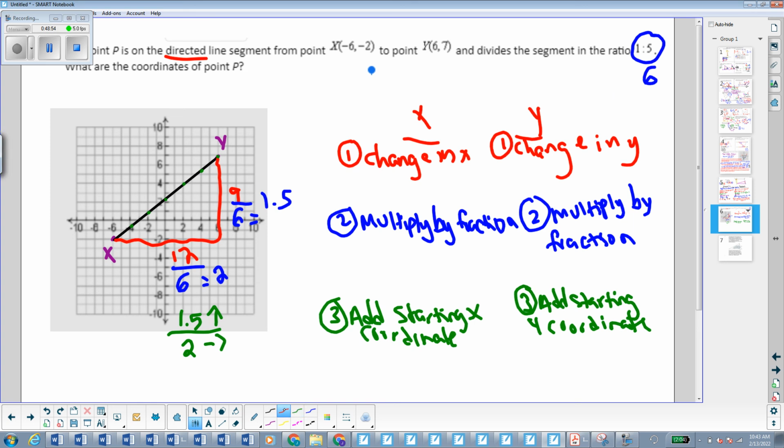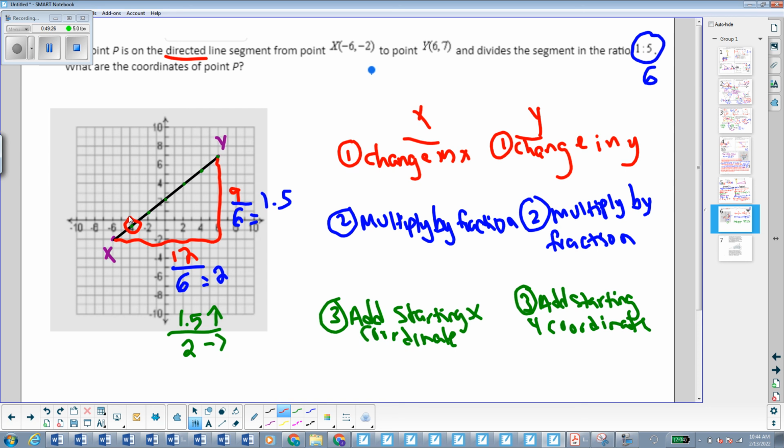So I want the 1 part of the ratio, since it's written first, to be closer to the start point, which is x. And I want the 5 part of the ratio to be closer to the end point, which is y. So when I pick the point we're looking for, I want there to be 1 point towards x and 5 other points towards y. So 1, 2, 3, 4, 5. Looks like it's going to be this point right over here.